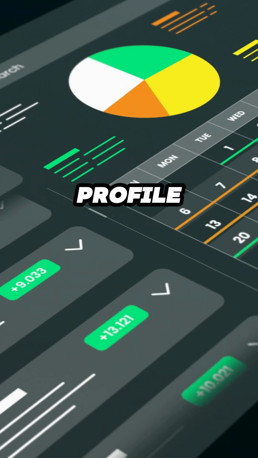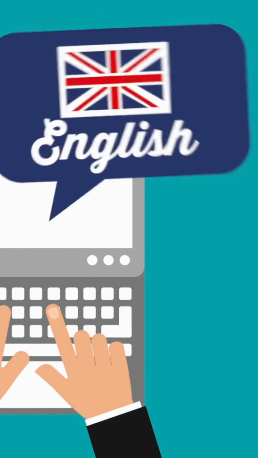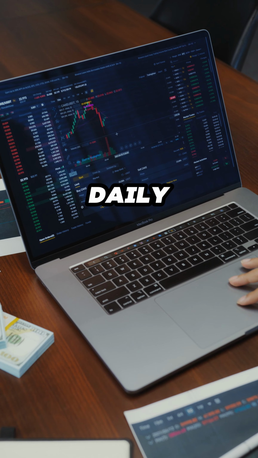I use the market profile to find long setups and translate it into plain English. My edge is simple: patience and daily understanding of the market profile. No hype, no emotions, just the charts.